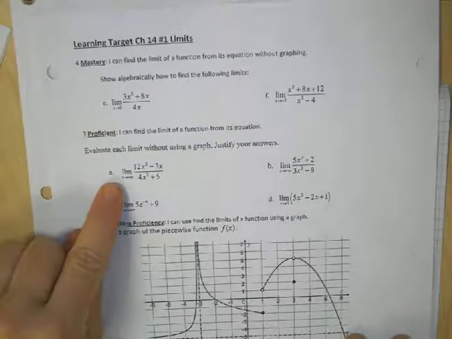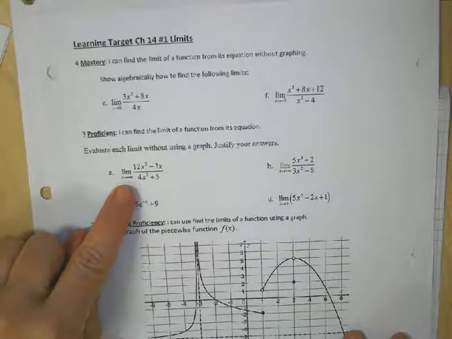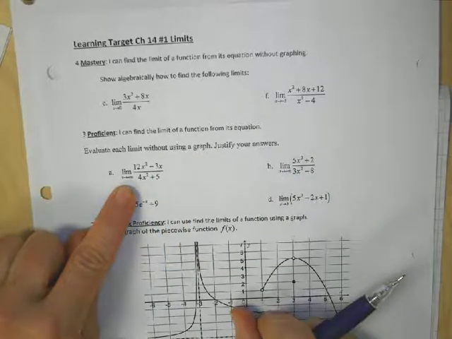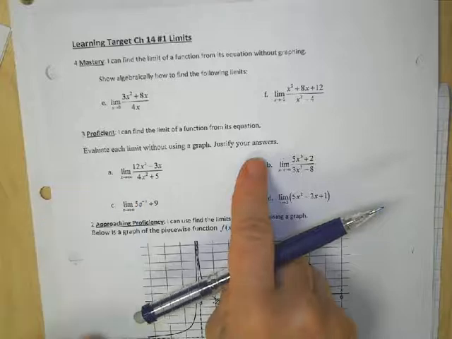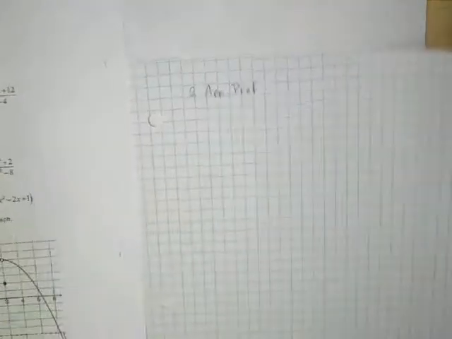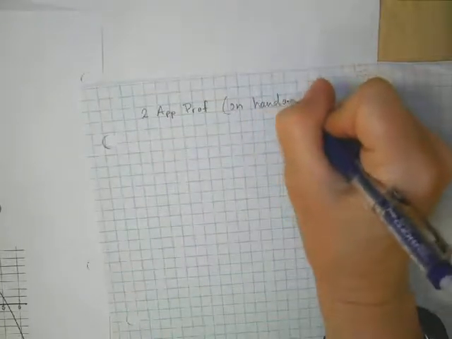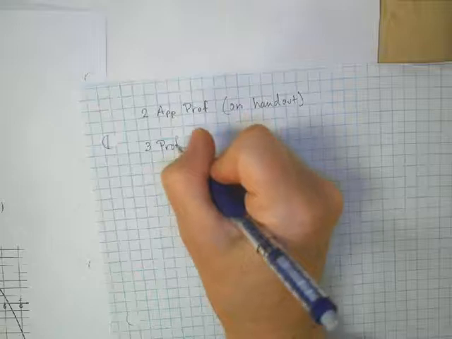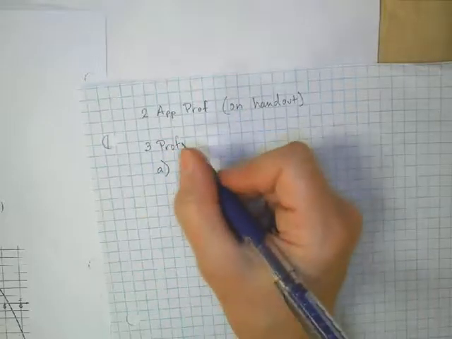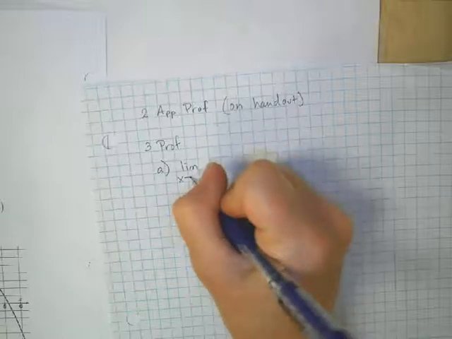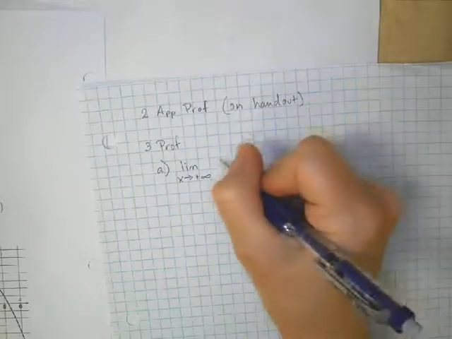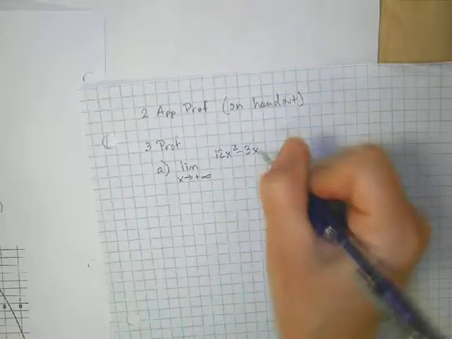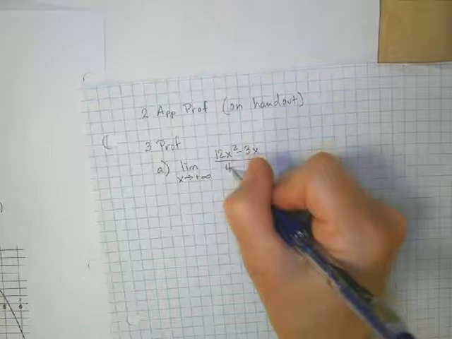Okay, so let's see what happens here. Notice it's approaching a limit at infinity, and it says without using a graph. So I'm not going to touch my graphing calculator here. And I need to justify my answers. So I'm going to do that over here then. Number 2, I did that on the handout. So number 3, proficient, problem A. I am going to do the limit as x approaches positive infinity of 12x squared minus 3x all divided by 4x squared plus 5.